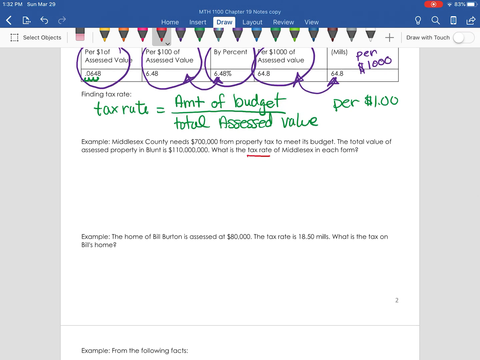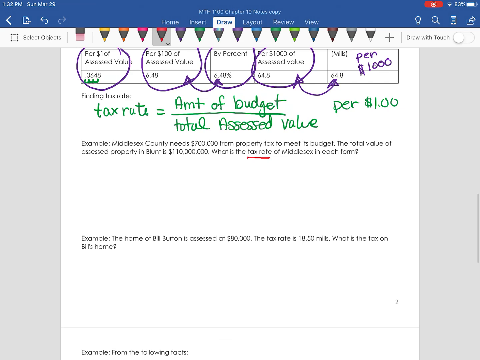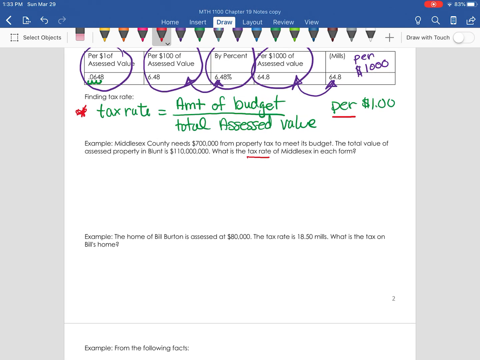Okay. So we need to find the tax rate, and to find the tax rate, it's the amount of the budget. I have that formula here in green. It's the amount of the budget divided by the total assessed value. And this will give us the answer per $1. So then the question is asking us to give the tax rate in each form. So then we're going to move the decimal place to show the answer in each form by per 100, by percent, etc.